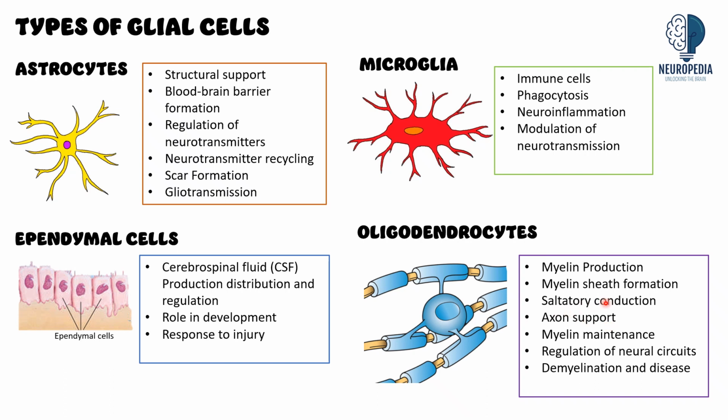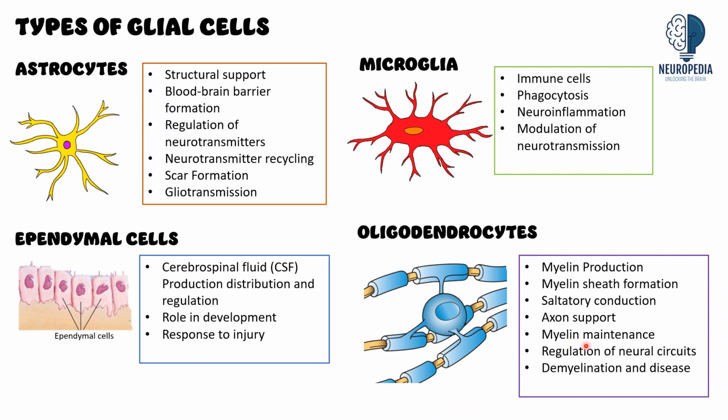Next, they are also involved in saltatory conduction. The myelin sheath created by these oligodendrocytes allows for a phenomenon called saltatory conduction. This means that the action potential jumps between the nodes of Ranvier, effectively speeding up the transmission of the signal along the axon. Axon support. Oligodendrocytes provide structural support to axons by ensheathing them in myelin. This support helps maintain the integrity and health of axons.